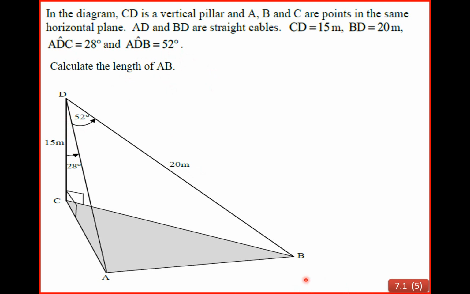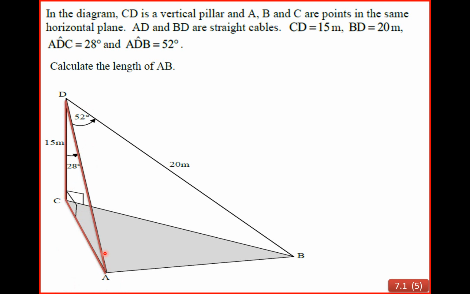So for me to go find AB, I need to see in the triangle called ABD, I only have a side of 20 and I have an angle of 52. I do have a common side AD, and my first aim would be to find AD in the smaller triangle. So I'm going to highlight triangle ACD in red, and we're going to try and find AD.